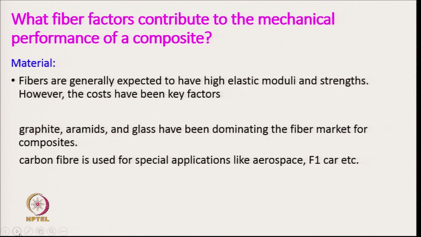Then the type of material. So, our material is fiber. Fibers are generally expected to have high elastic moduli and strength. However, cost has been a key factor. At present, the majority of composite materials use glass fibers because they are the cheapest high performance fibers. We cannot afford to use carbon or some aramid like Kevlar or Nomex for many routine applications because they are very, very expensive. So, the cost of manufacturing, particularly the cost of material, is a key factor in producing composite materials.